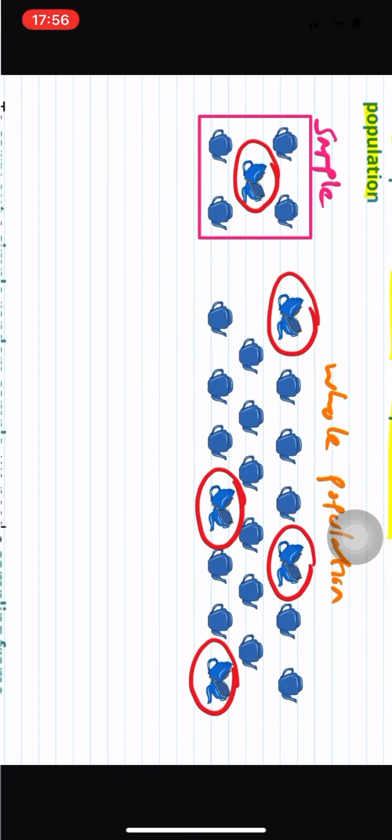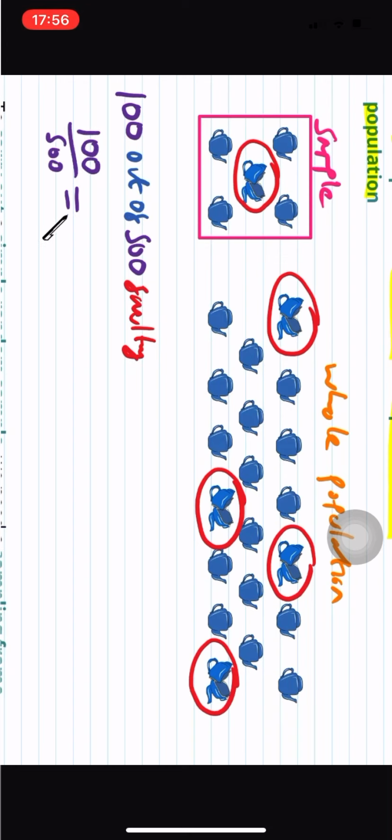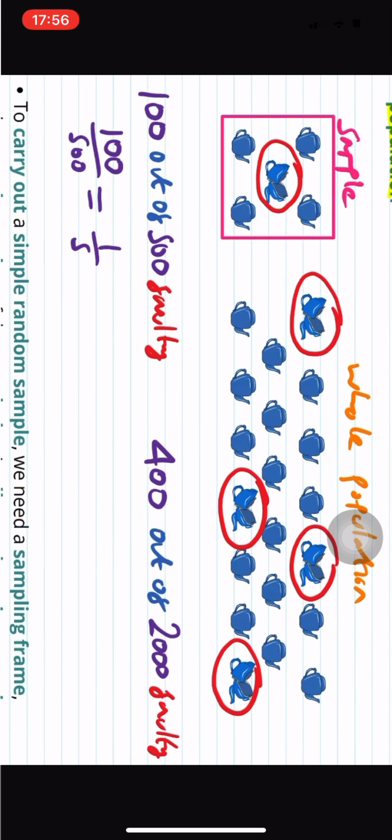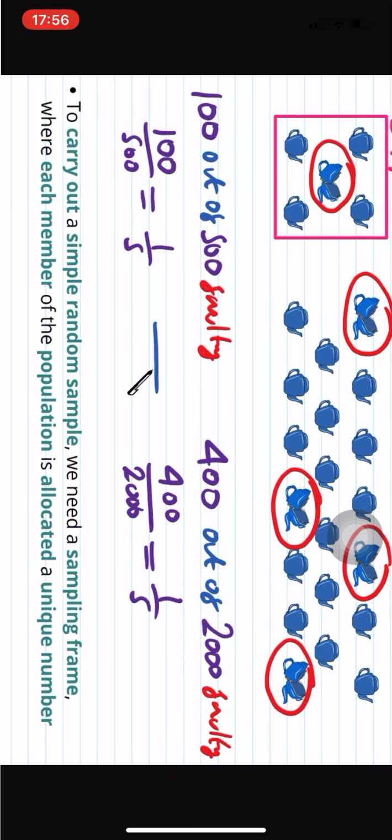In particular, let's say there is 100 out of 500 faulty in the sample. We consider the 100 divided by the 500, and this gives us 1/5. And hopefully, we would find in the whole population that 400 out of 2000 were faulty. This is because our 400 over 2000 is going to be the same proportion 1/5. And the reason for these hoped equivalences is because in this case the sample should be representative.